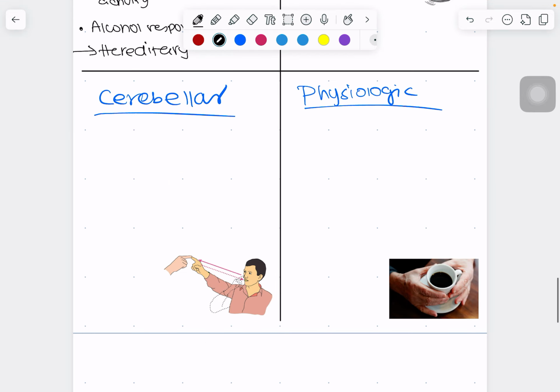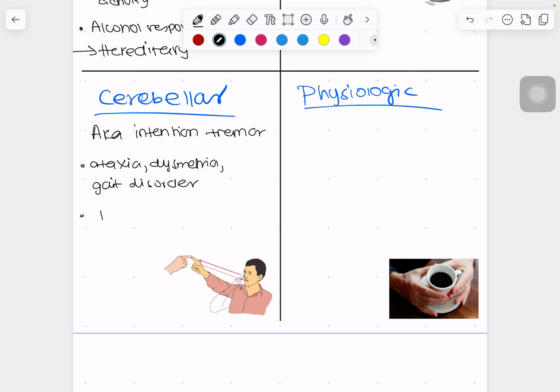Next up, we have cerebellar tremors, and these are also known as intention tremors. So this type of tremor is associated with the cerebellum, right? So we know the cerebellum is involved in coordination, and anything that's affecting the cerebellum, like a mass or tumor or an infection or an infarction, can cause cerebellar tremors to happen. And this is associated with ataxia, dysmetria, or a gait disorder.